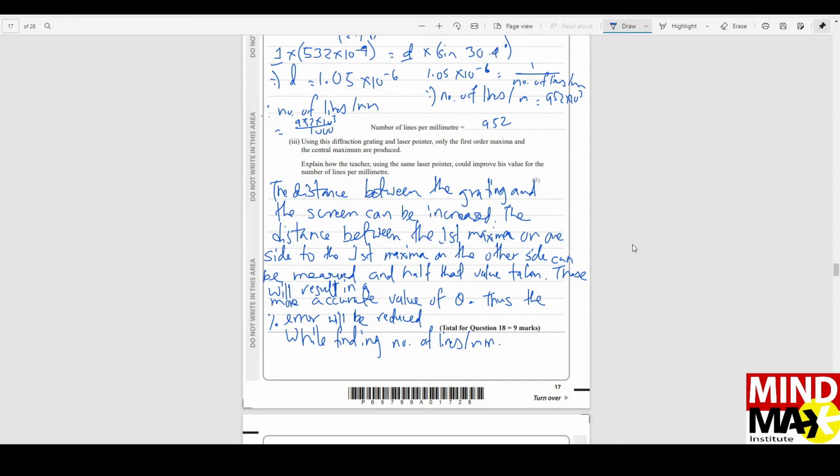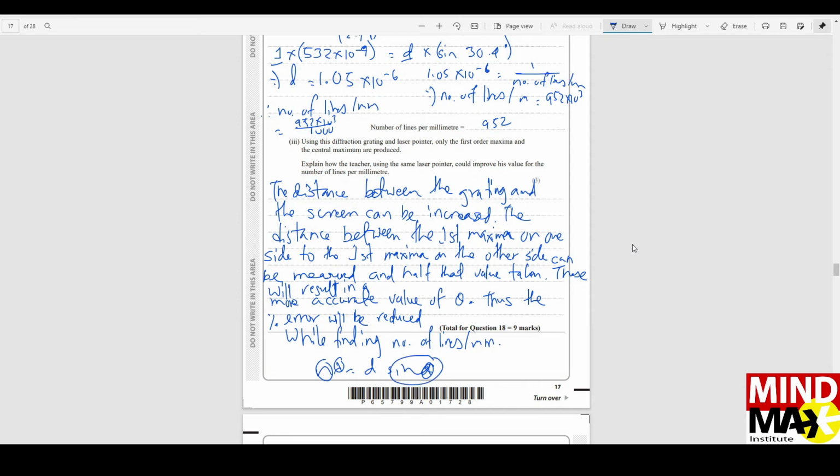Explain how the teacher using the same laser pointer could improve his value for the number of lines per millimeter. So as you can see, n lambda is d sine theta, and they're telling us that the order number doesn't change. It's only the first order that we can go up to, so n doesn't change, right? And because the teacher is using the same laser pointer, the lambda doesn't change, because lambda is the wavelength of light coming from the laser. That is also constant. So the only thing that d will depend on is the theta value, right?